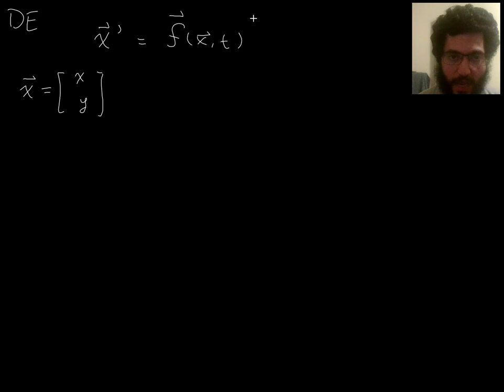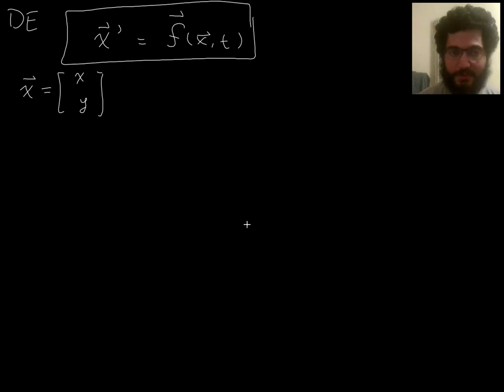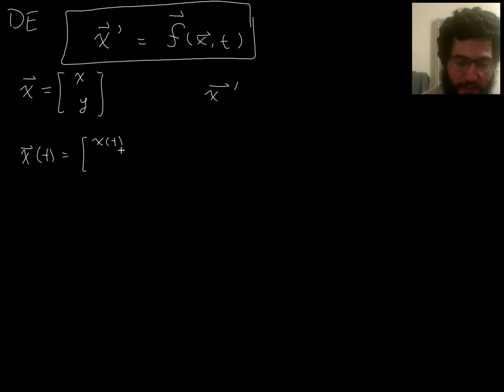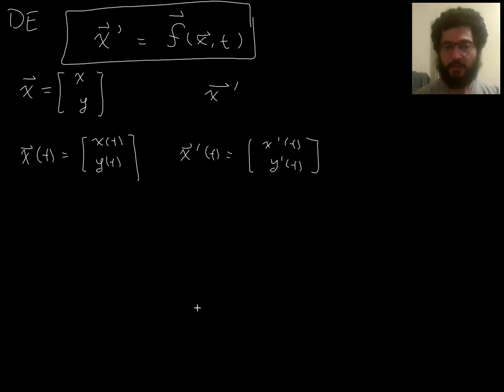So how is it that this describes a system of differential equations? Well, what is meant by x prime? If you have a function x vector of t, that's a way of saying you have a function with two component functions, x of t and y of t. Then when we say x prime of t, we're talking about this. That's what we're talking about.